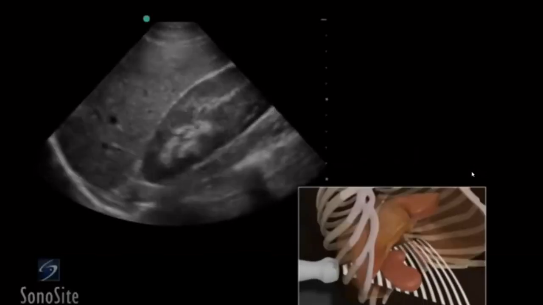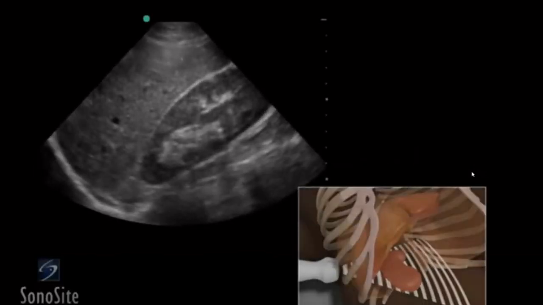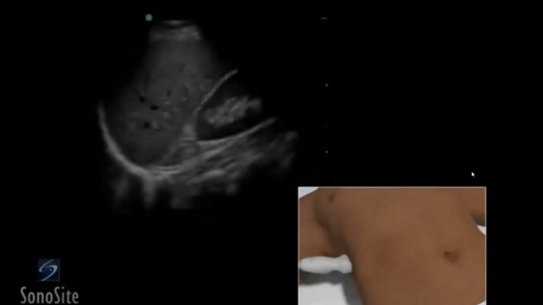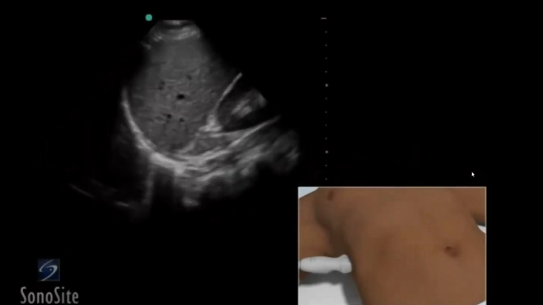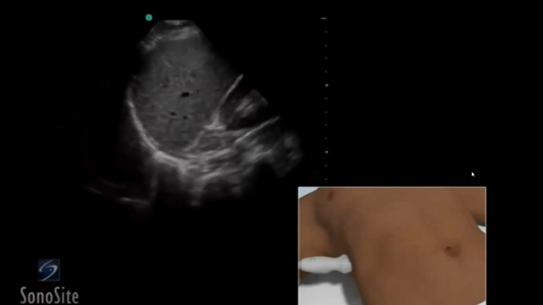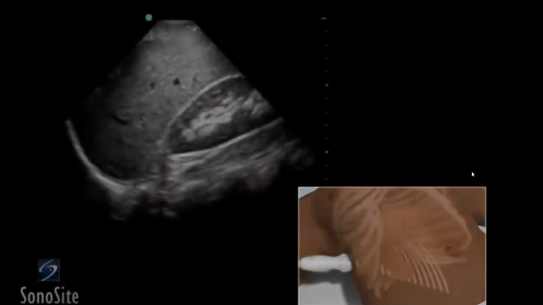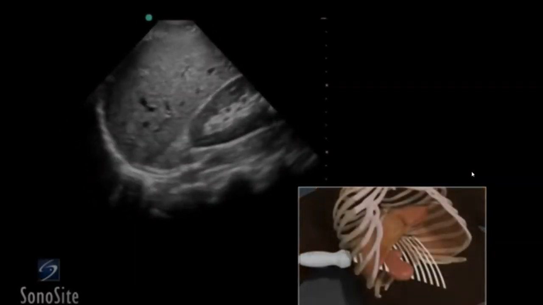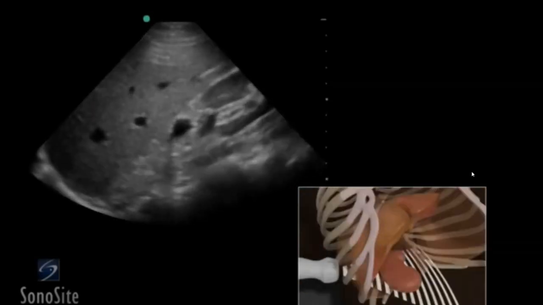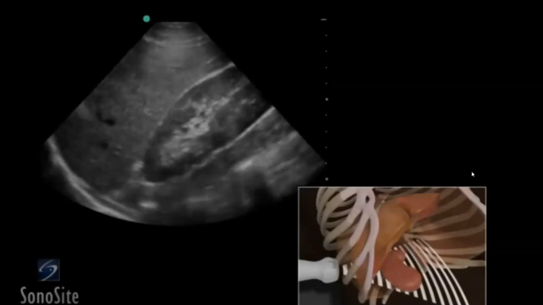Okay, so we're going to orientate the probe. You will have placed the probe in the mid-axillary line between the 9th and the 11th or 12th intercostal space, and you're going to rotate the probe anti-clockwise into the intercostal space to obtain an unobstructed view. You're going to slide the probe towards the patient's head along the lateral chest wall, and you're going to look at the interface between the liver and the spleen.